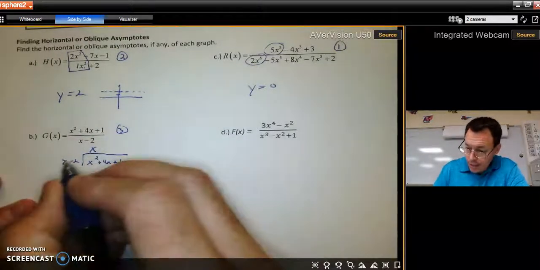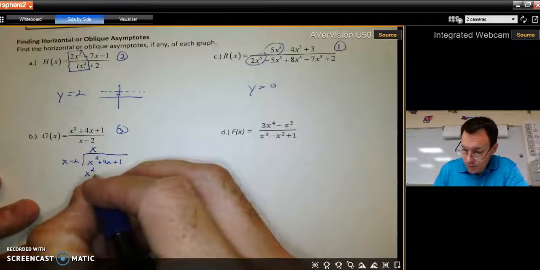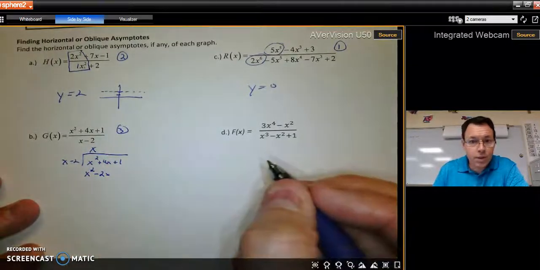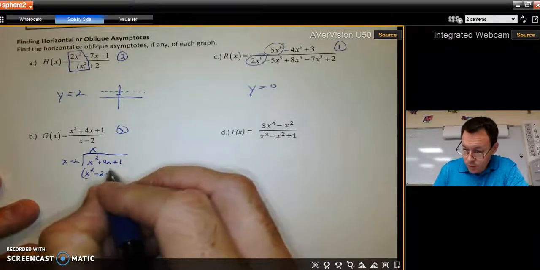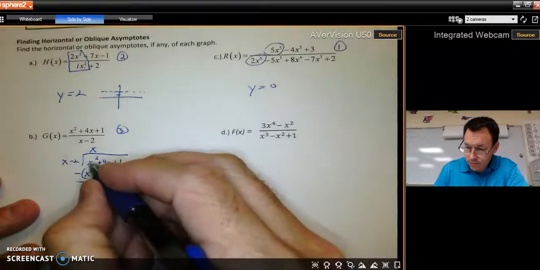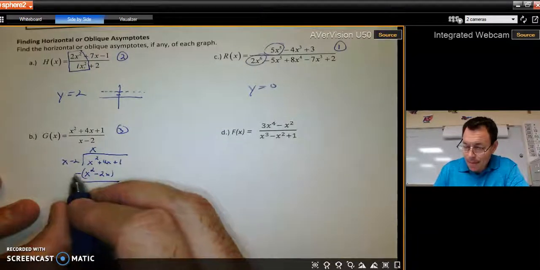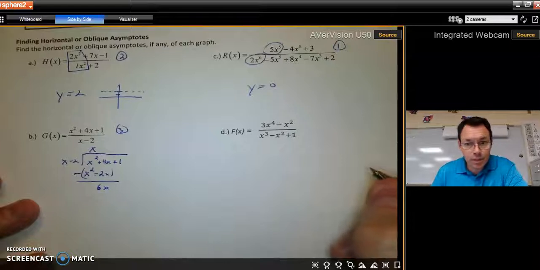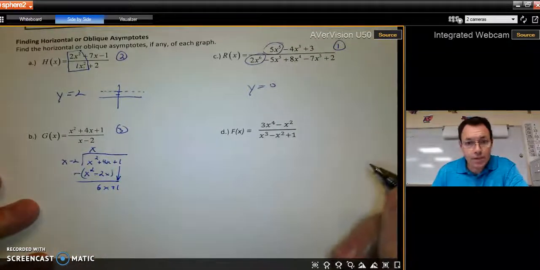And then you do that. You multiply x times x, x squared, x times -2, so you're going to distribute. You're going to multiply this x times everything. And then what do you do in long division? You subtract this row from that row. You subtract everything. Well, the x squared minus x squared cancels. And then 4x minus -2x is 6x. And then what do you do in long division? You bring down the next number, plus 1, and then you do it all again.